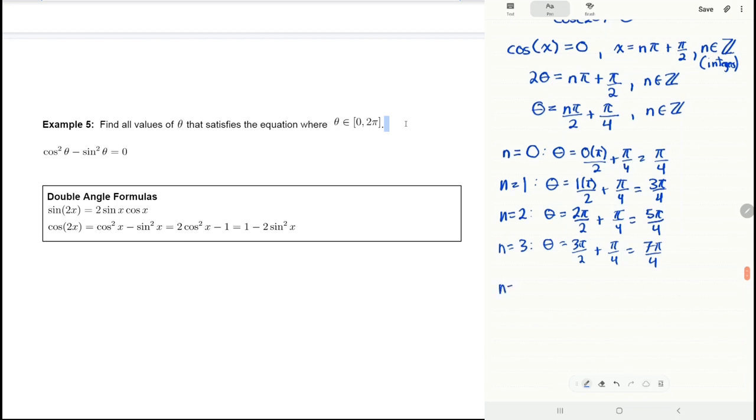So now if you try to let n equal 4, then we'll get 4 pi over 2 plus pi over 4, which will be 9 pi over 4. However, this angle is outside of 2 pi. So this will give us just 4 solutions, which will be pi over 4, 3 pi over 4, 5 pi over 4, and 7 pi over 4.